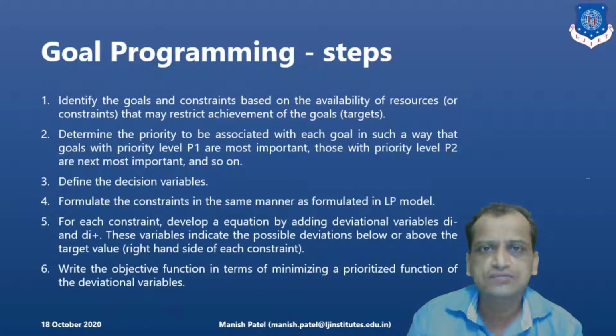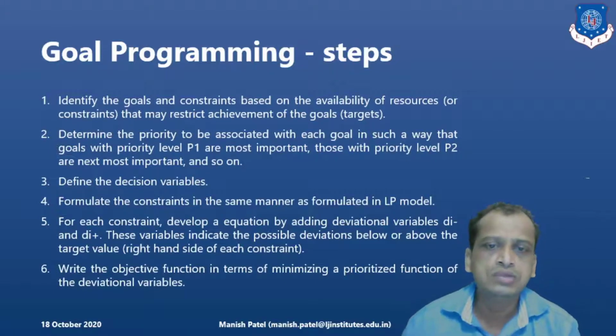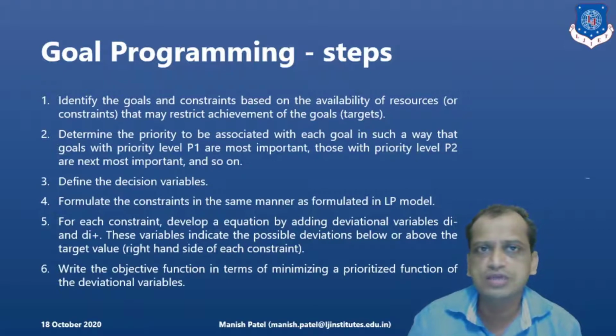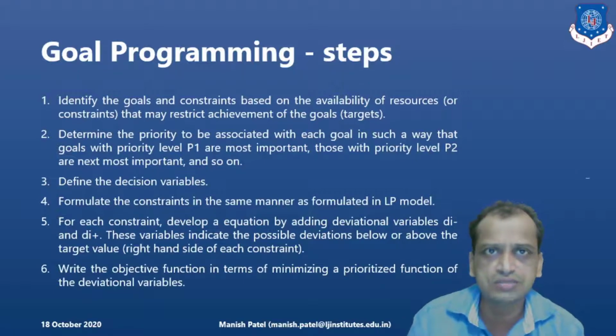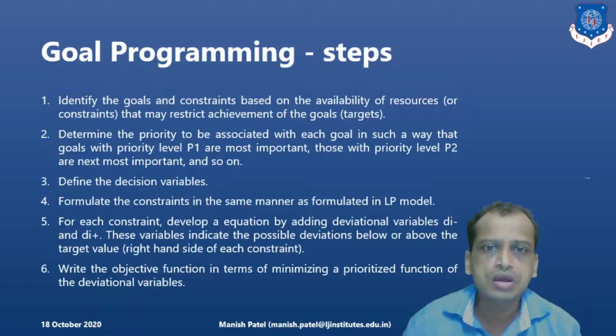Now, what are the steps? First of all, you identify the constraints, objective functions, and the decision variables, just as in the linear programming steps. We also introduce the deviational variables in the form of overachievement and underachievement, right? The same formulation we did in linear programming, we follow in goal programming. The only difference is that we also introduce the deviational variables side by side. Clear? For each constraint, we develop equations by adding the deviational variables, that is di plus and di minus. Clear?